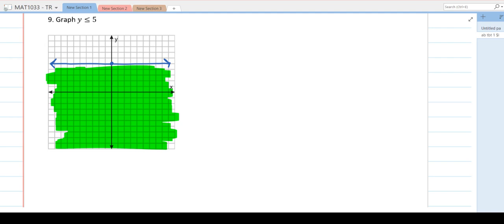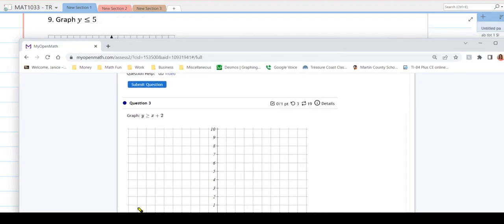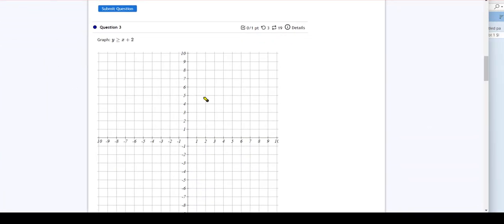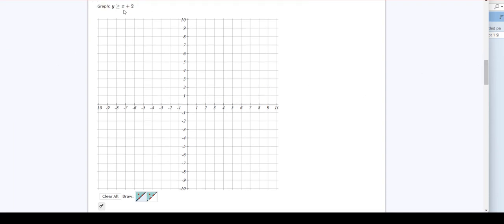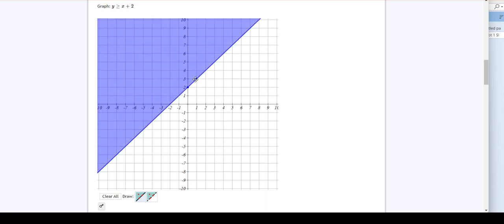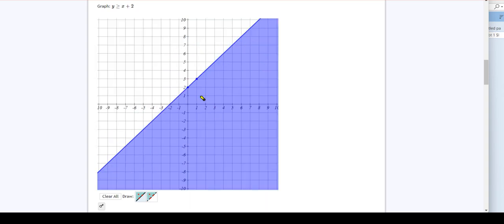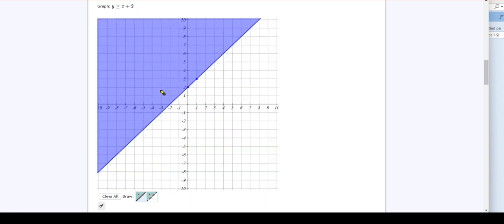So I just wanted to show you how to do it on your homework. Let me go through it. So here's one of the problems, and it's already solved for y. First you're going to pick solid or dotted. So this is solid. You click on that, and then you graph it like you would normal. So here's y-intercept of 2, slope of 1 over 1. And then I'm moving my mouse, and once I click either above or below, it'll solidify that. So this is greater than, so above the line. And that's it.